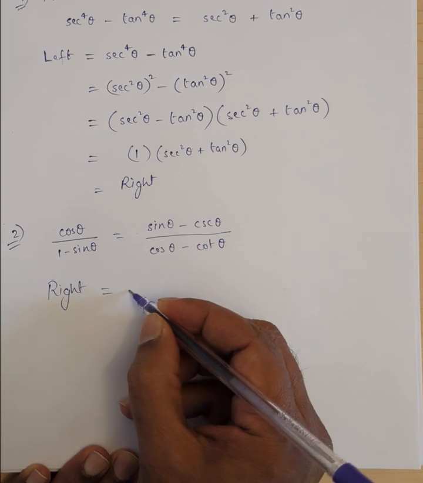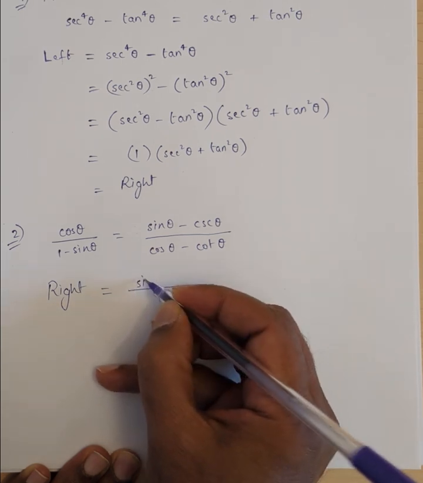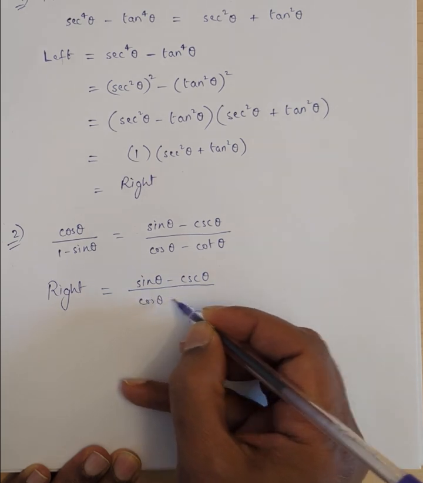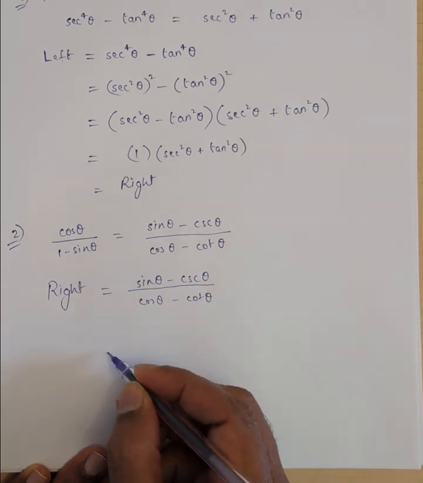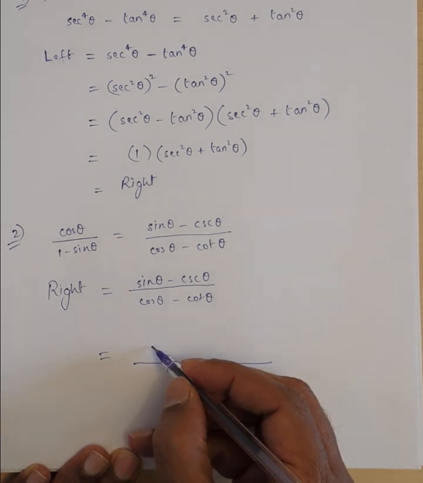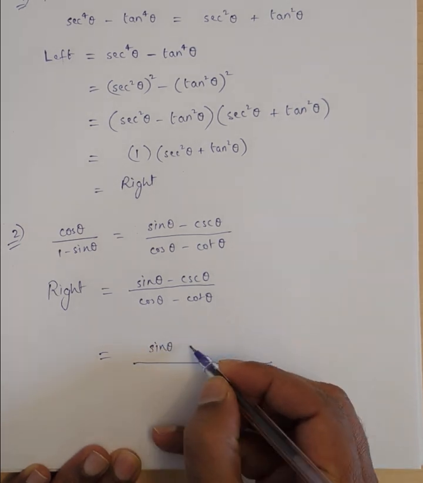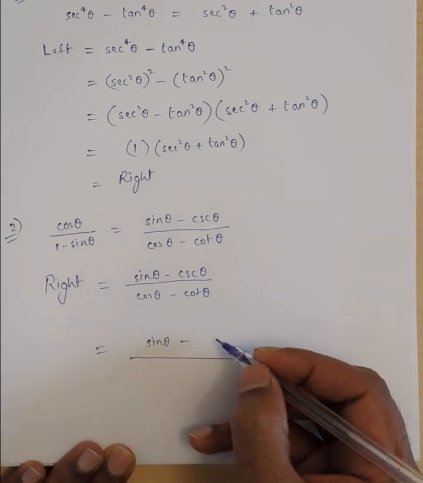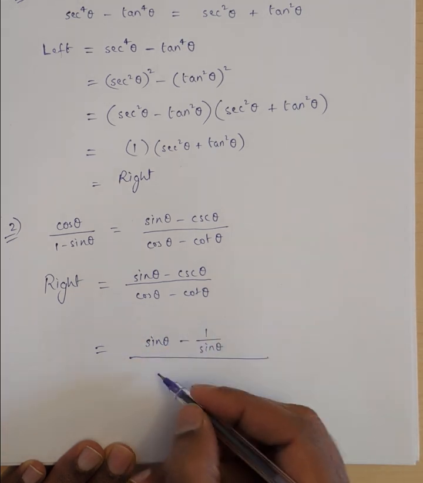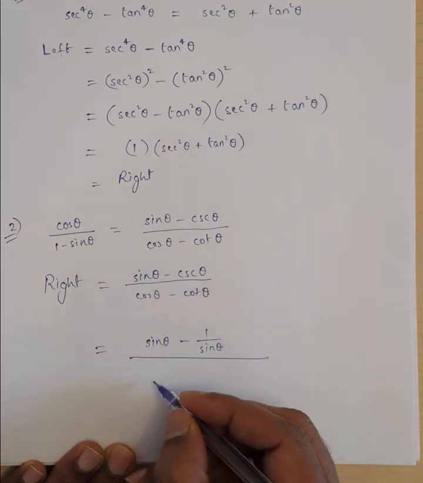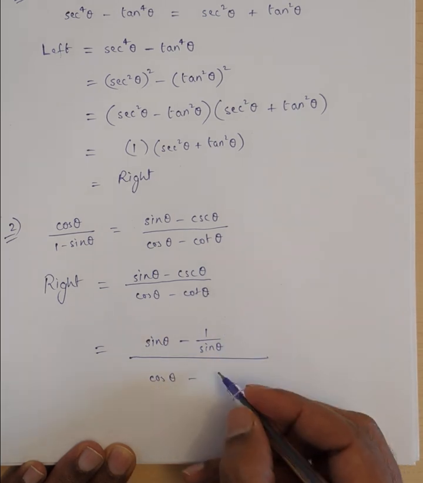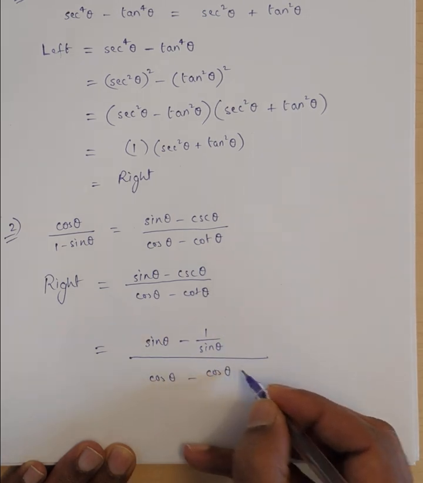So the right side is sine theta minus cosecant theta over cos theta minus cot theta. So this is a fraction where the numerator is sine theta minus cosecant theta, which is 1 over sine theta, and the denominator is cos theta minus cot theta. So cos theta minus cot is cosine over sine.